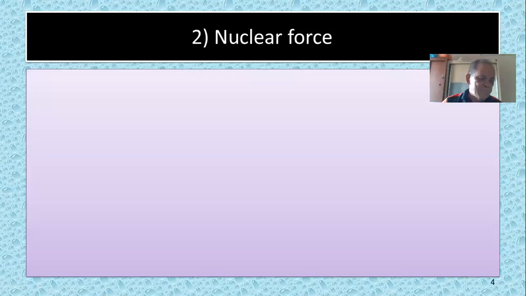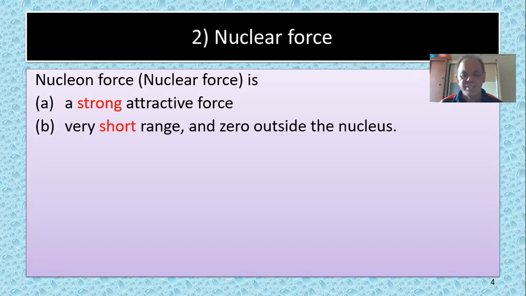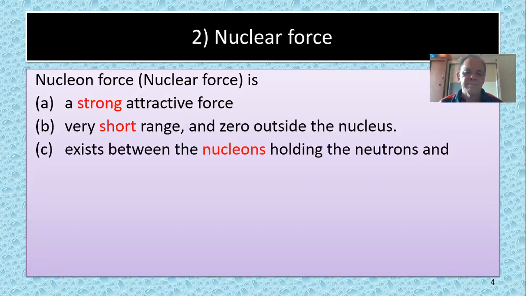Then there must be another force in the nucleus. We call it the nuclear force. This force is a strong attractive force with short range, which means it is only strong within the nucleus. Outside the nucleus, it goes very quickly to zero. It exists between nucleons, holding them together, either proton and proton or neutron and proton.